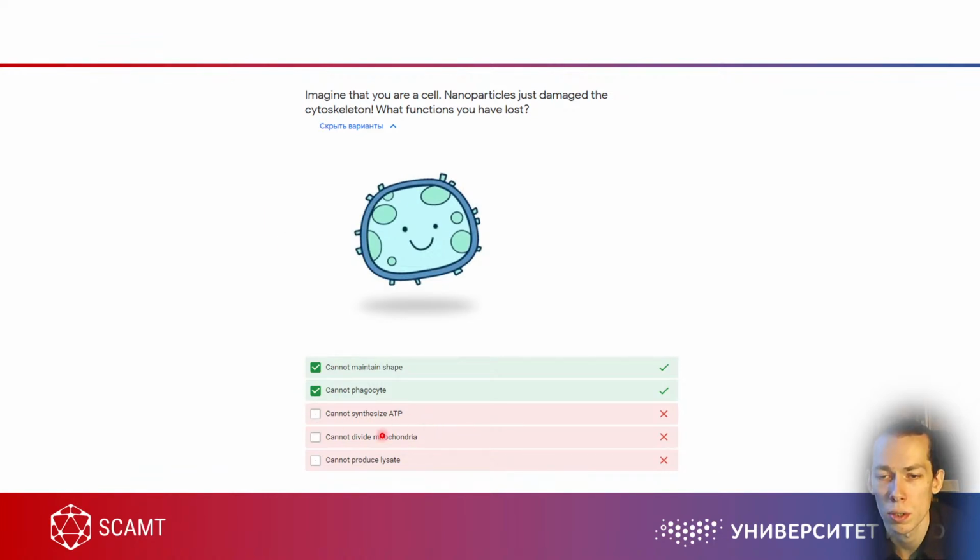Cytoskeleton is in no way directly associated with ATP. Of course, if a cell has some damage to the cytoskeleton, its viability decreases. But it's not directly connected with the synthesis of ATP or mitochondria division. There's no division of mitochondria after all. And lysate, I don't know. It's just a random variance from the membrane, so it cannot produce lysate. What kind of lysate? I don't know. So two correct options here.